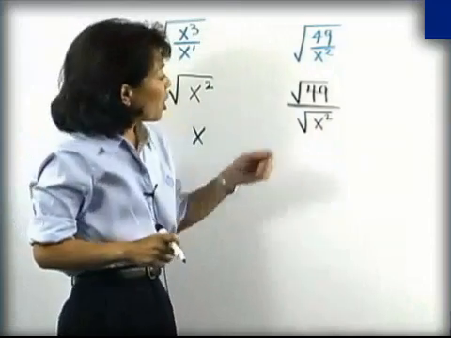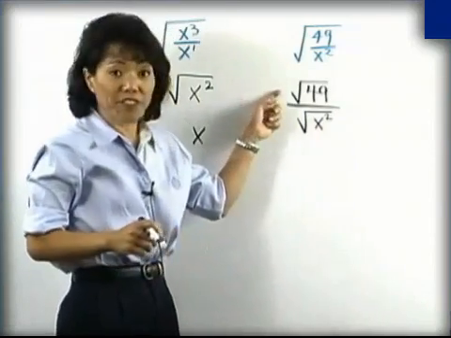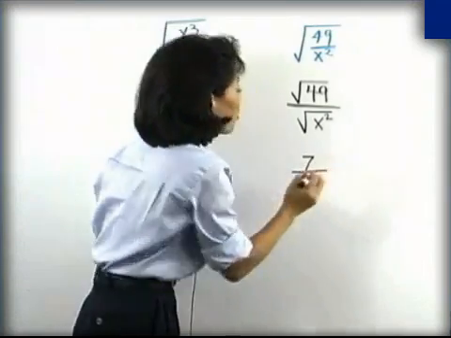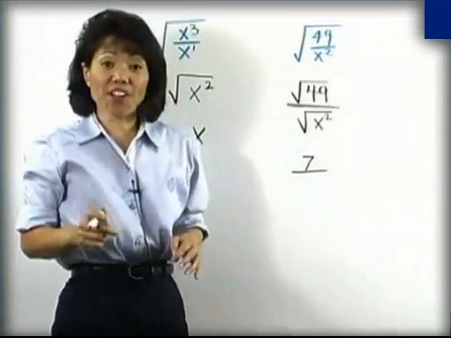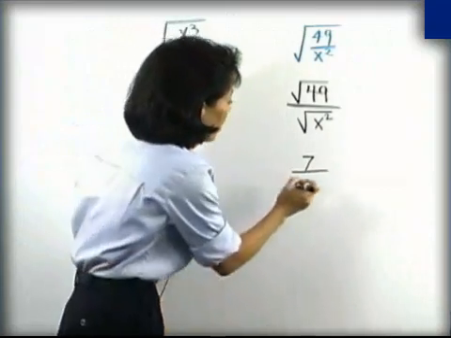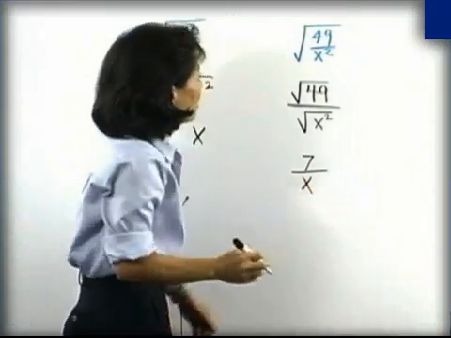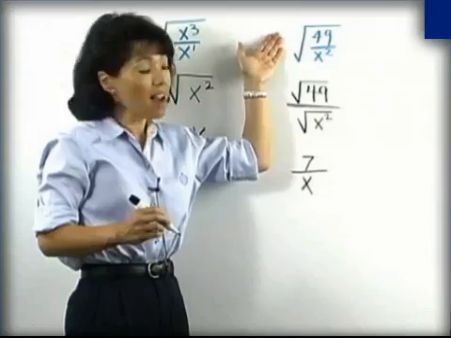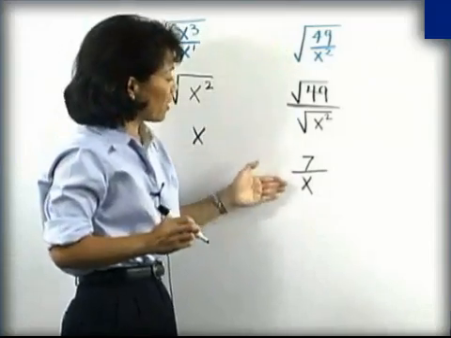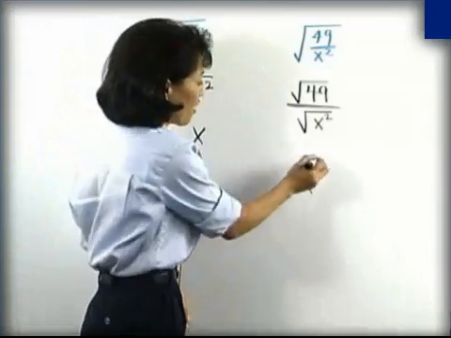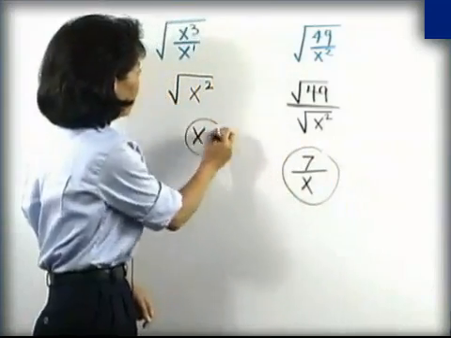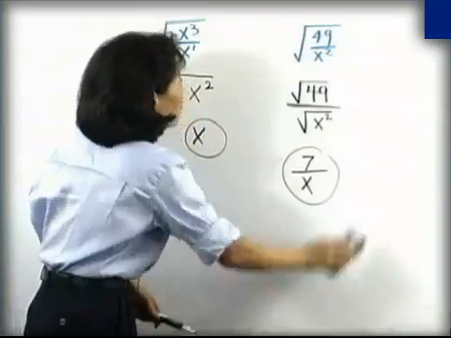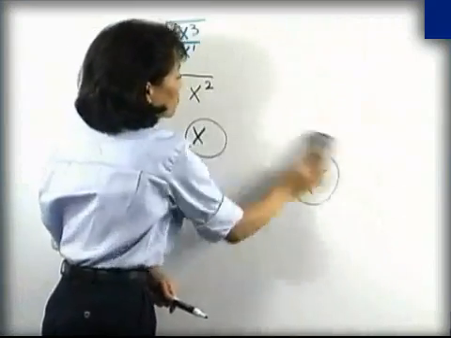Once we do that, we can then simplify the square root of 49 into 7 over, and as we just saw, the square root of x squared is simply x. So we can simplify this expression, the square root of 49 over x squared, down to 7 over x. Let's look at some other problems involving division of radicals.